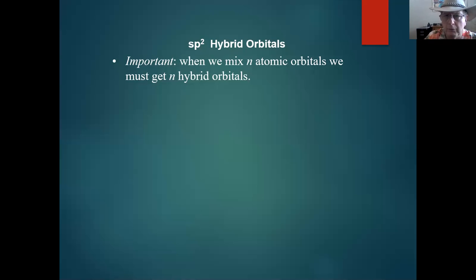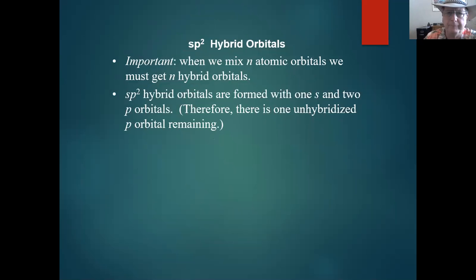Important. When we mix N atomic orbitals, in other words, what this slide is saying, the number of atomic orbitals that we hybridize must equal the number of hybrid orbitals. So if I have an S and two Ps, that means I have three SP2 orbitals. Therefore, I have one unhybridized P orbital remaining.